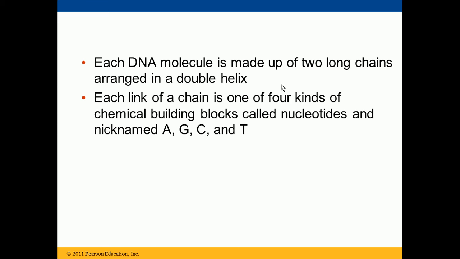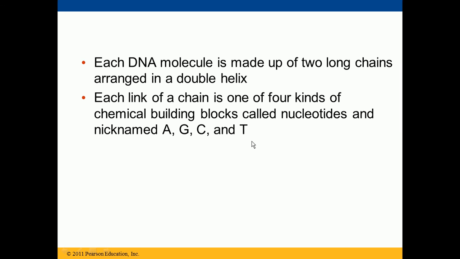What is a polymer? A polymer is a long chain of monomers. These monomers link with each other and form a polymer. So DNA is like a polymer. It's a long chain of monomers, and the monomers of DNA are called nucleotides. We will very shortly be discussing what nucleotides are.